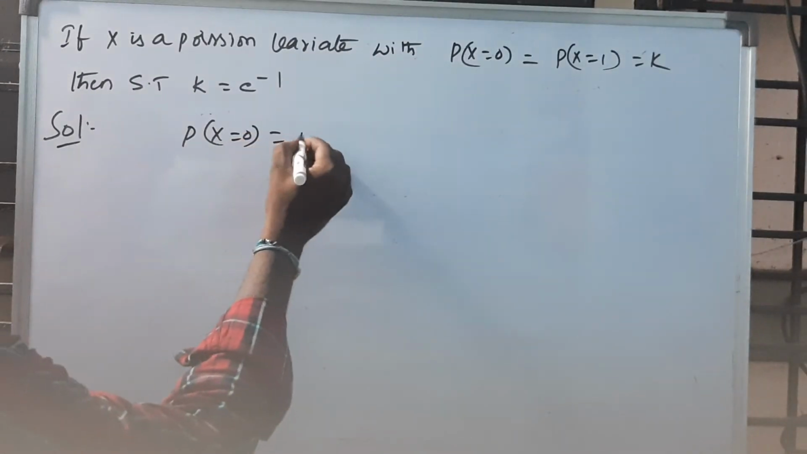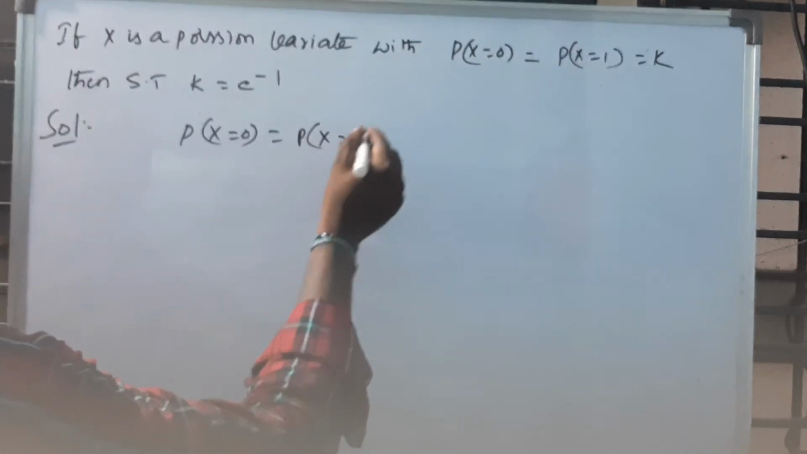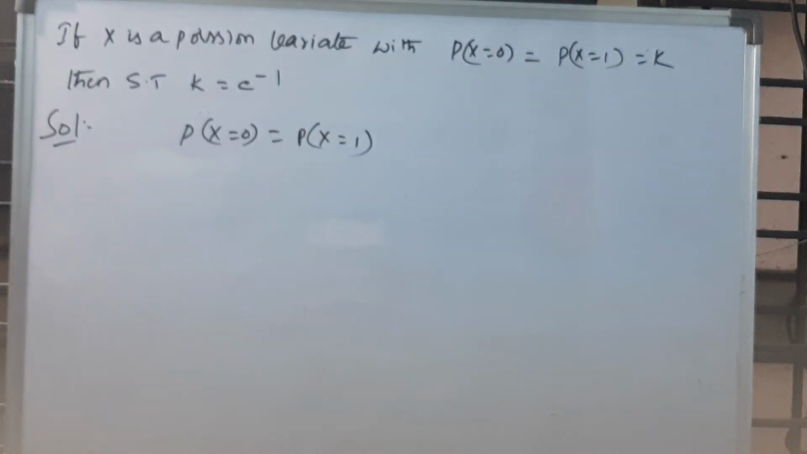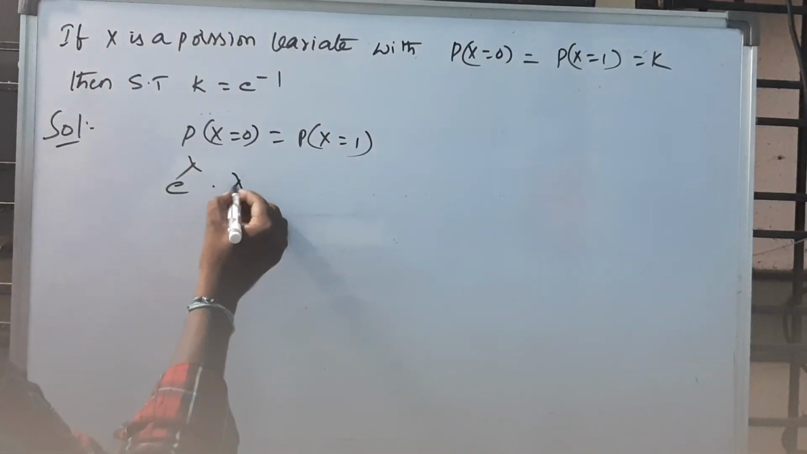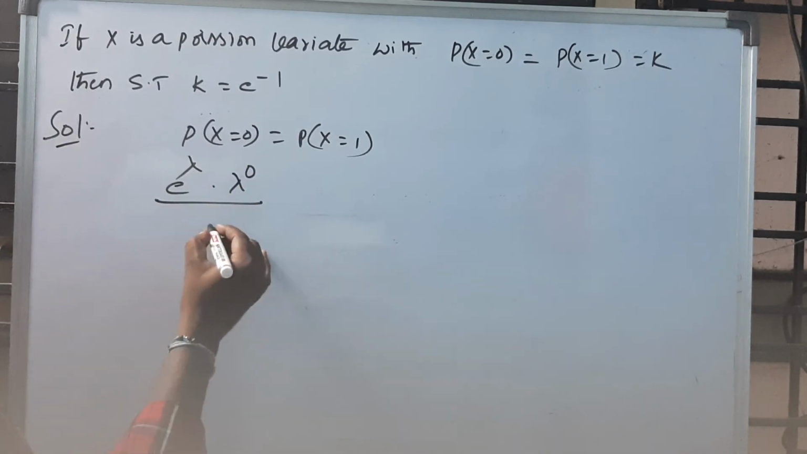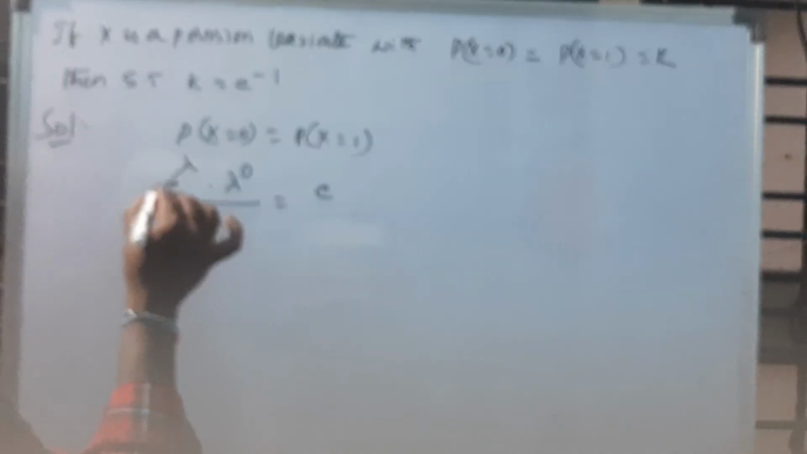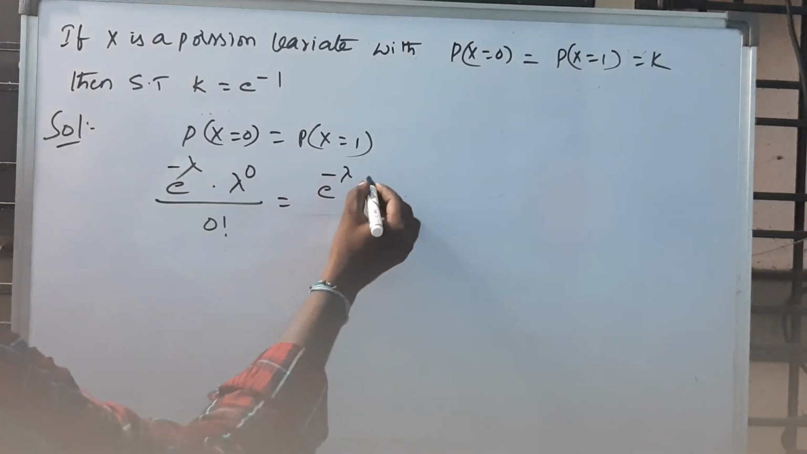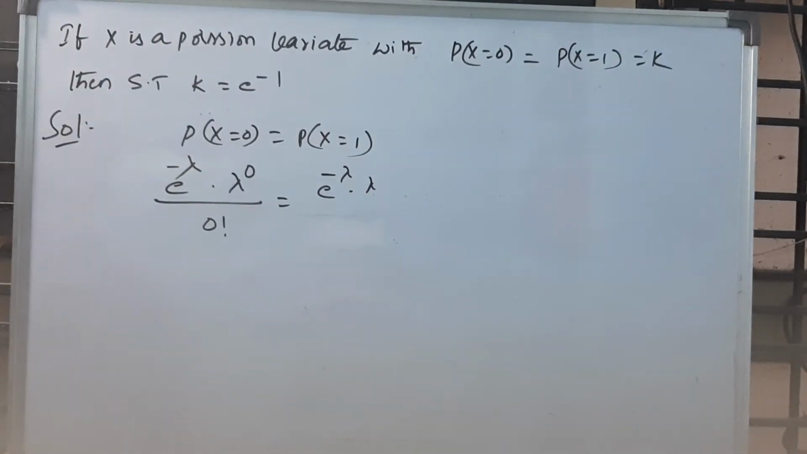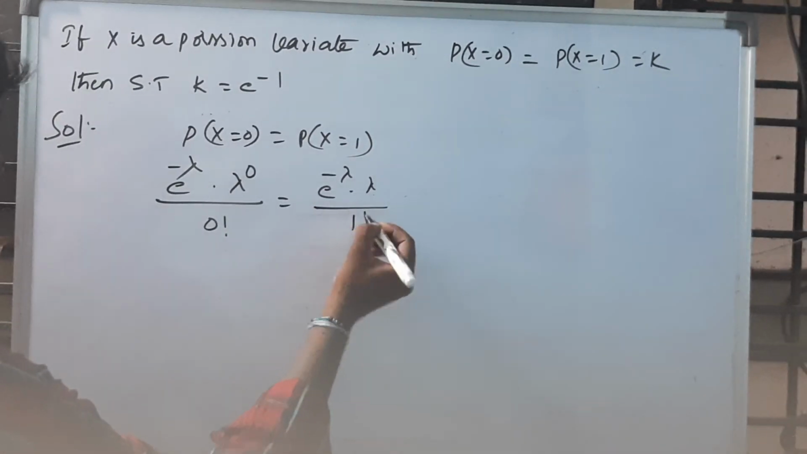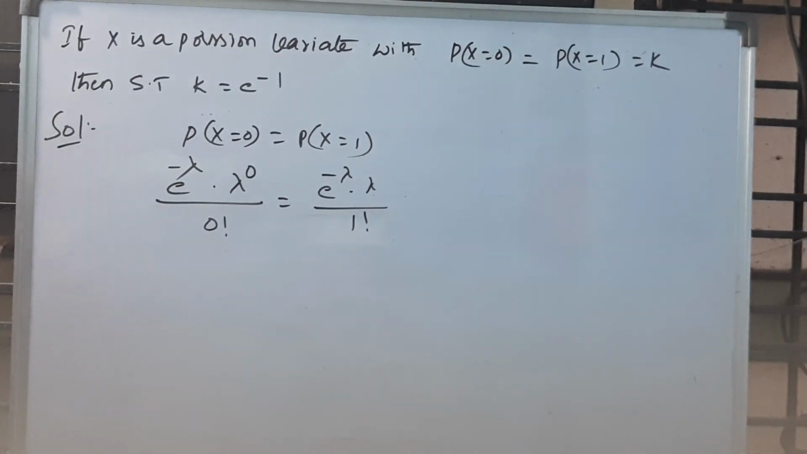See now, here what is given? P of x equal to 0 is equal to p of x equal to 1, which is equal to k. So here apply Poisson rule, Poisson law. That means e power minus lambda into lambda power 0 by 0 factorial equal to e power minus lambda into lambda power 1 by 1 factorial. Okay.